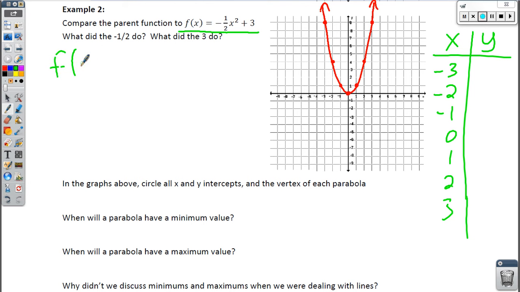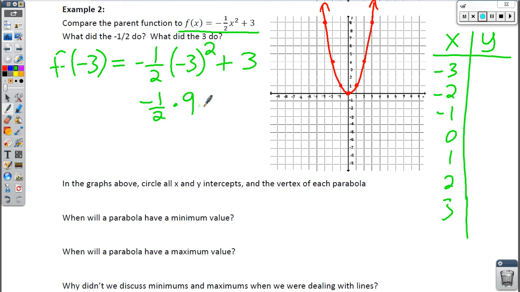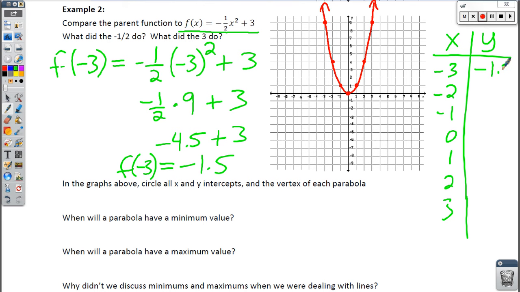So let's see what happens if we plug in -3. So this is f of -3. That's -1/2 times -3 squared plus 3. Following the order of operations here, we need to do the squaring first. So let's do -3 squared, which is 9, and then multiply by -1/2. 9 times -1/2 is -4.5. Add 3 to that, and we get -1.5. So f of -3, that's the y value when x is -3, is -1.5. So then you want to go through and do that for all the rest of those x values.